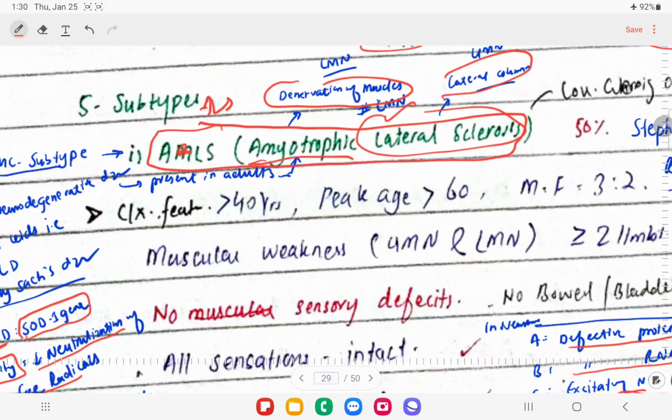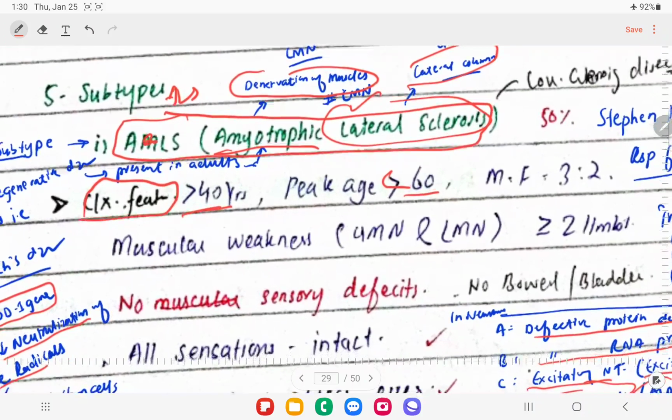Let's discuss the clinical features related to this. The patient will be mostly more than 40 years old. Peak age is almost 60, and it is more common in males.